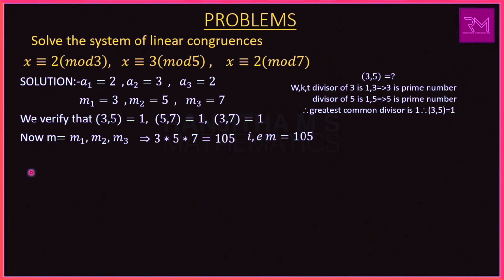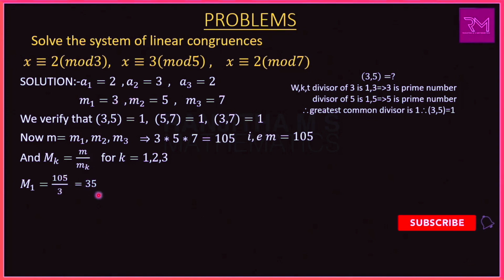After obtaining the m value, the next step is to find the Mk values with a formula, that is Mk is equal to small m divided by small mk, for k equal to 1, 2 and 3. So we get capital M1 as m, which is 105, divided by m1, which is 3, so 105 by 3 is 35.